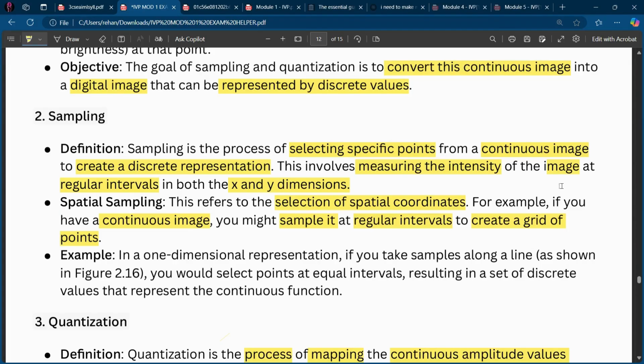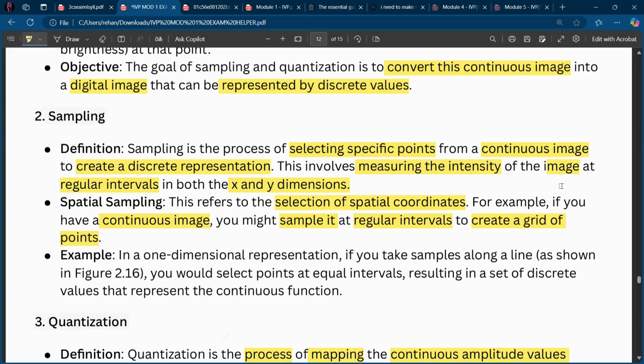Sampling is the process of selecting specific points from a continuous image. We know already what a continuous image is. From the continuous image, we select specific points and create a discrete representation. This involves measuring the intensity at regular intervals in both x and y. So what is sampling? It is the process of selecting specific points from a continuous image to create a discrete representation.